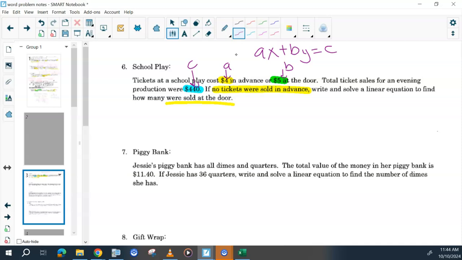Because the B and the Y go together. So at the door, I'm looking for those two same words. So that's Y, which means this part would be our X, that in advance.